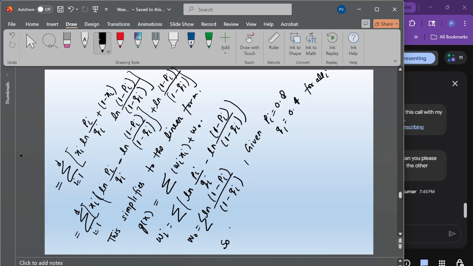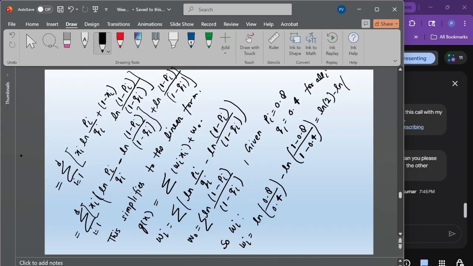So for wi, we can calculate wi is equal to ln of 0.8 by qi is 0.4, minus ln of 1 minus 0.8 and 1 minus 0.4. So here it is ln of 2 minus ln of 0.2 by 0.6. Okay, so now further, ln of 2 minus ln of 1 by 3.